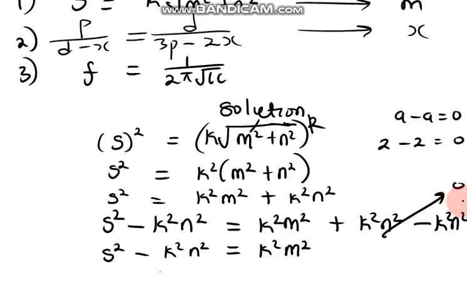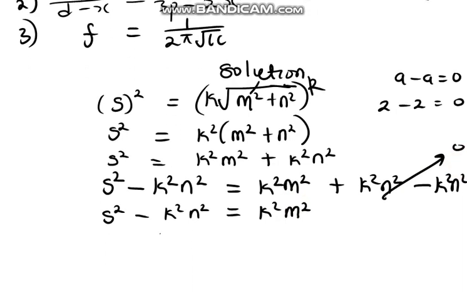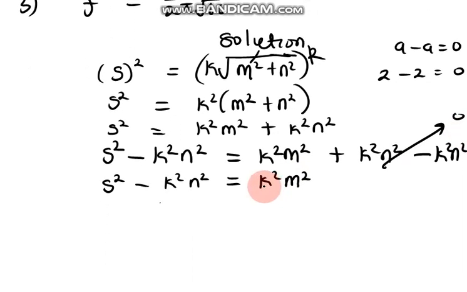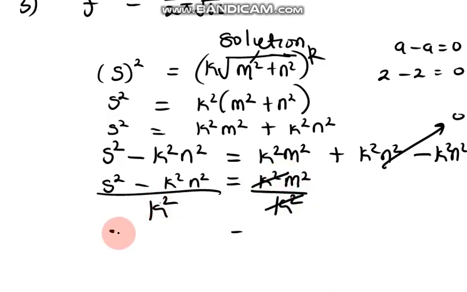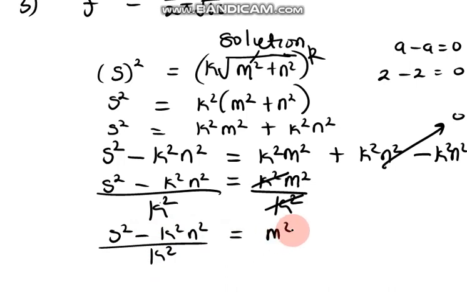Now this is gone. If you look at that, this m squared is still not free. That means we still have k squared here. Because we are making m the subject, what we have to do is to divide both sides by, you're correct, k squared. So if we divide both sides of this equation by k squared, the k squared will cancel, and we are left with what? s squared minus k squared n squared over k squared will give us m squared.